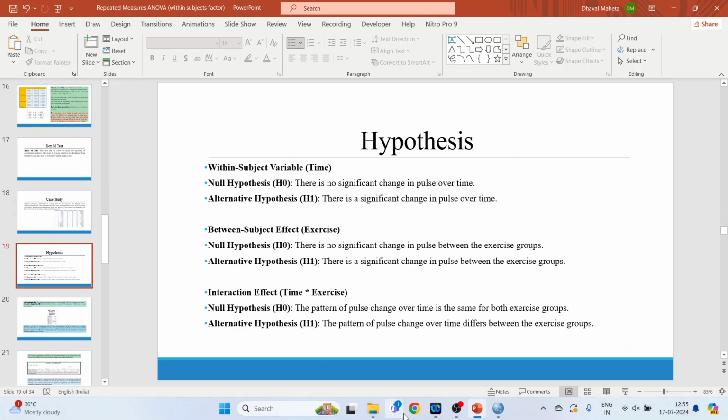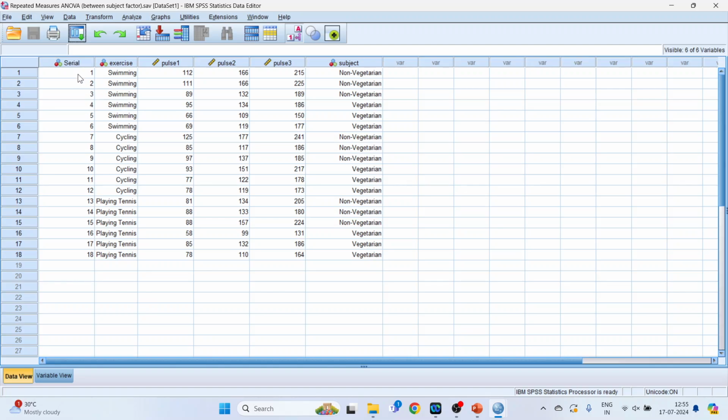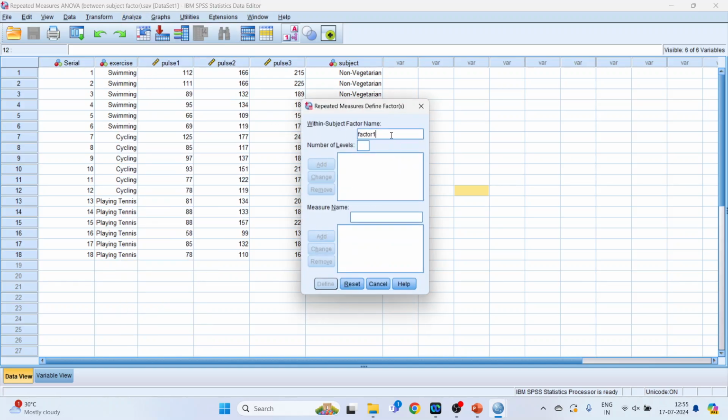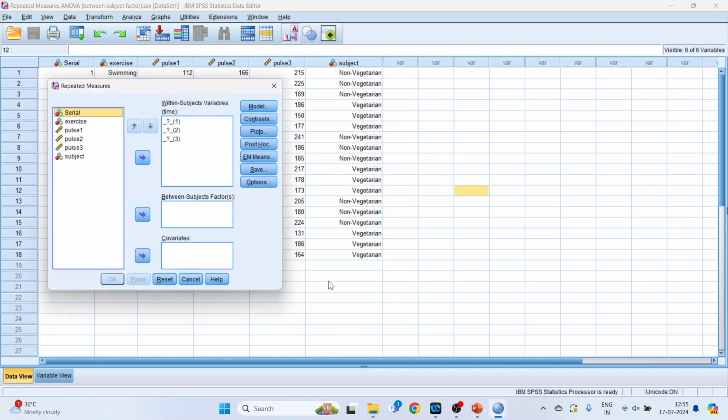Now let's run this in SPSS. So we have the same example here. Now I will go to Analyze, General Linear Model, activate Repeated Measures. Now write down here time. So this is within subject. We have already discussed this in my previous video. Now add, define, transfer pulse 1 to time 1, pulse 2 to time 2, pulse 3 to time 3. So this we had done.